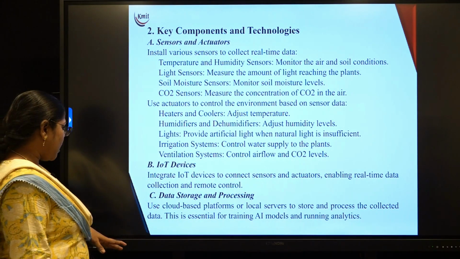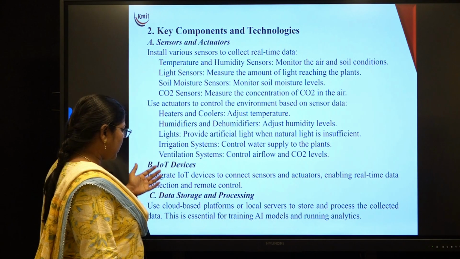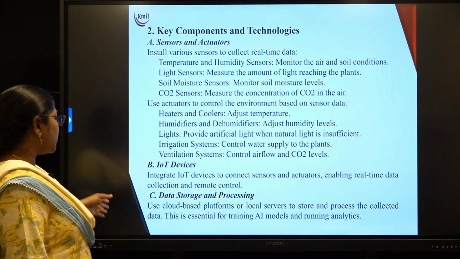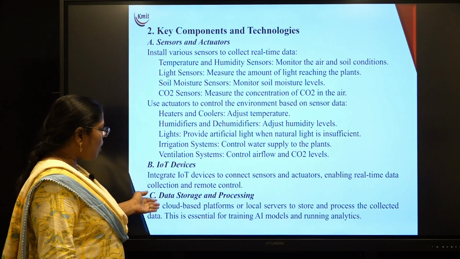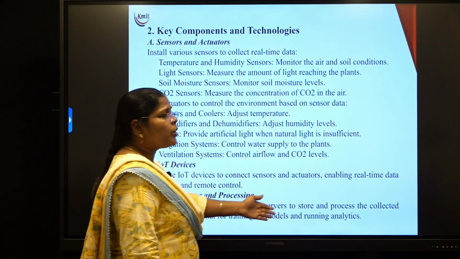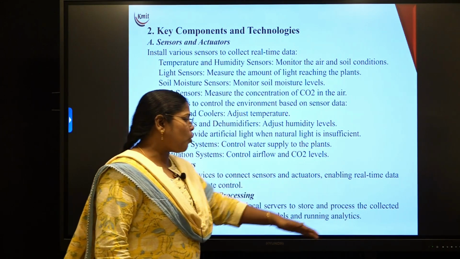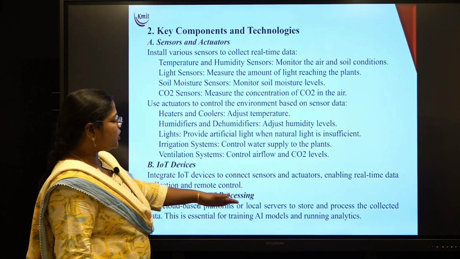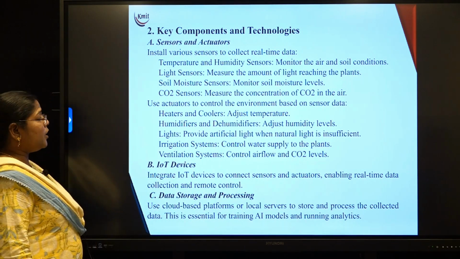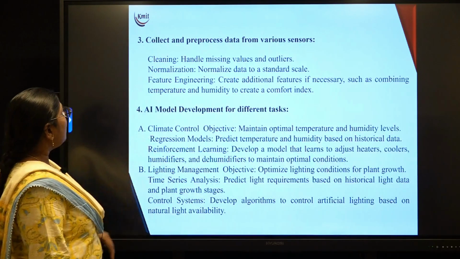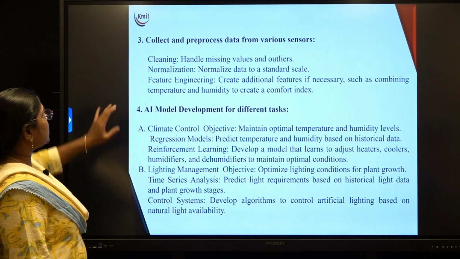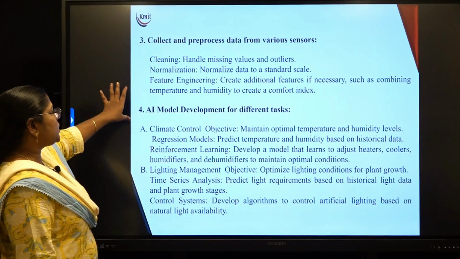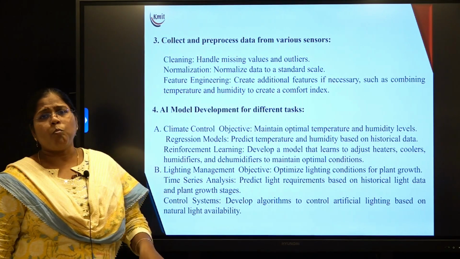Once the data is collected, it should be stored somewhere. We can use either cloud based platforms or local servers to store and process the data. This data is essential for training the models and running the analytics. Once the data is collected, we need to pre-process the data. Once pre-processing is done, we need to use different models for different tasks.